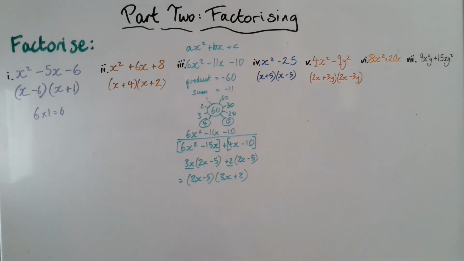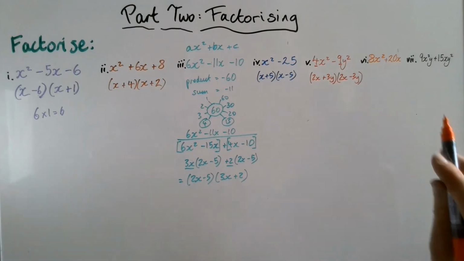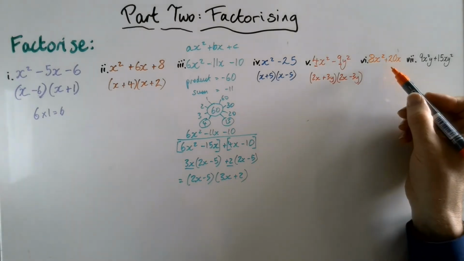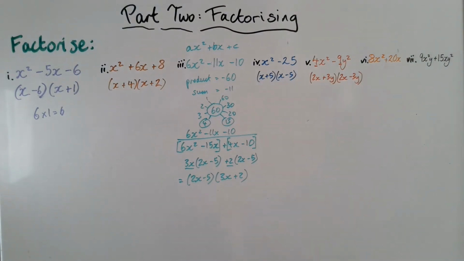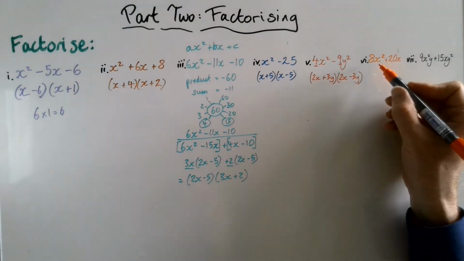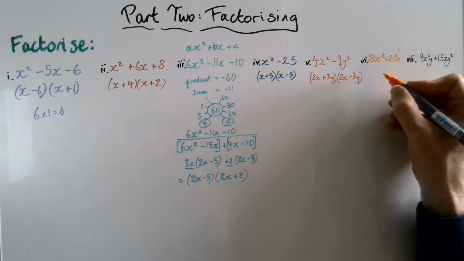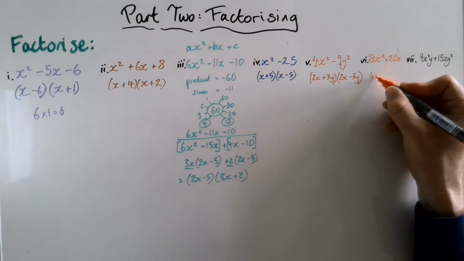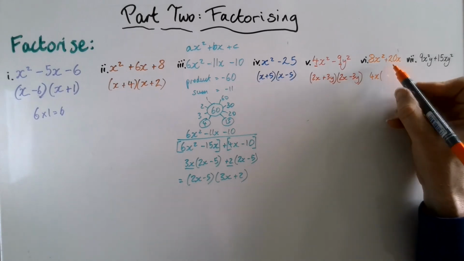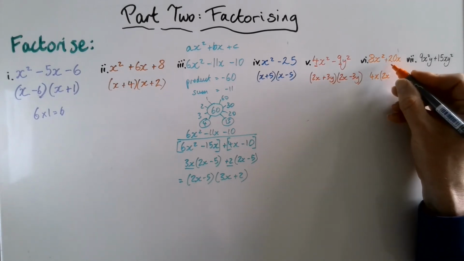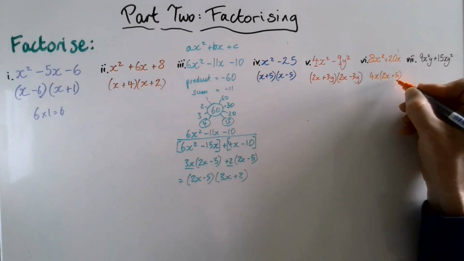Sixth one. There's no constant. What do we do? Well, actually, these last two are simpler because you can do them in a single bracket. So 8 doesn't go into 20, but 4 does. And then we've got x, so it's just 4x outside the bracket. And that would be 2x there, wouldn't it? And then times plus 5.